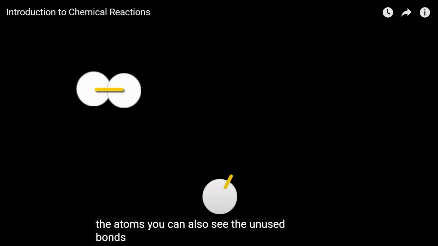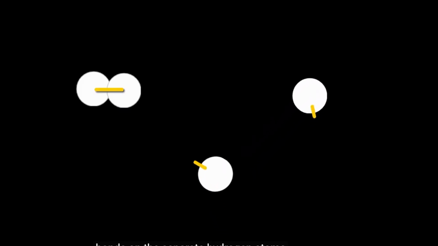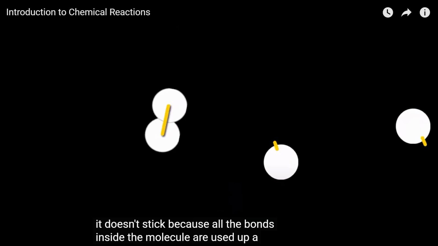What type of bond is that? That is a covalent bond between two hydrogens. Thank you. In other words, hydrogen has a full valence shell.